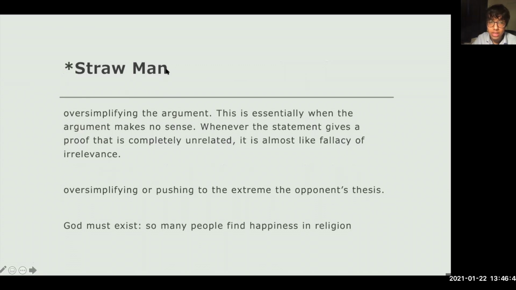All right, so strawman. The strawman fallacy is one of the most common ones, and it's pretty important, so you should pay attention here. Oversimplifying the argument is how you can state what strawman essentially is. This is essentially when the argument makes no sense, right? Whenever the statement gives a proof that is completely unrelated, it's almost like the fallacy of irrelevance. We're going to talk about the fallacy of irrelevance later, but whenever the statement gives a proof that is completely unrelated, it is almost like the strawman fallacy.